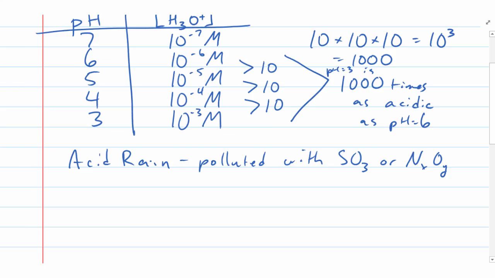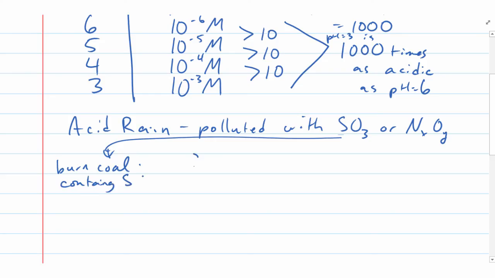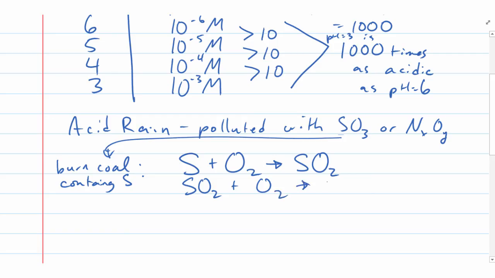But what happens in the case of the sulfur trioxide, and we'll just look at this as an example, is that we burn coal that contains sulfur. When we burn coal containing sulfur, the sulfur will react with oxygen to form sulfur dioxide. And then the sulfur dioxide will react with oxygen to form sulfur trioxide. Balance is something like this. Well, then the next key is what's critical.